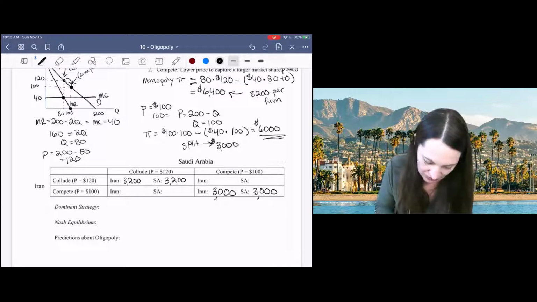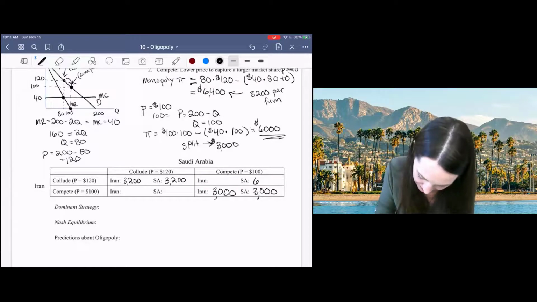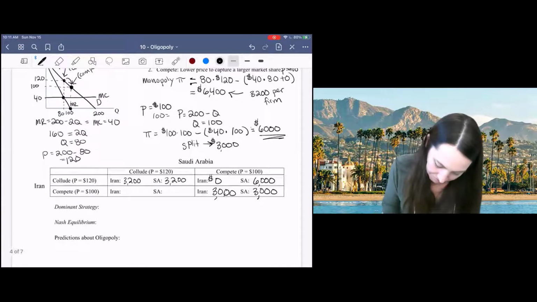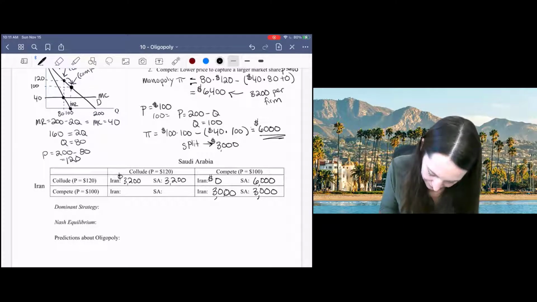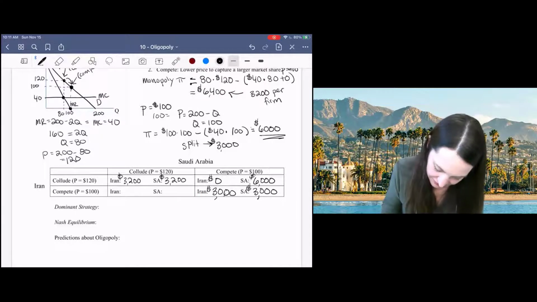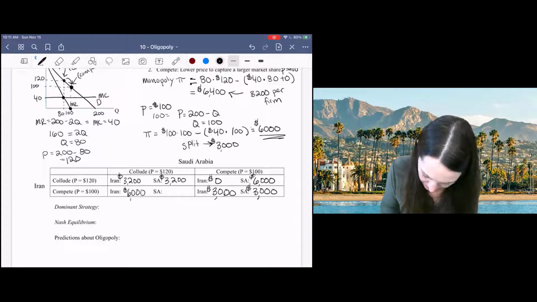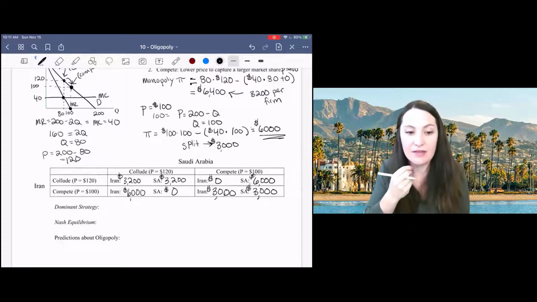If Iran sets a higher price, but Saudi Arabia sets a lower price, Saudi Arabia is going to capture the whole market. They're going to earn $6,000 in profit, and Iran will earn nothing. And if Saudi Arabia sets a high price, but Iran sets a price of 100, then Iran will earn $6,000 and Saudi Arabia will get nothing.